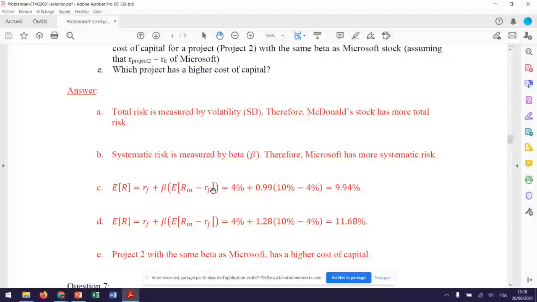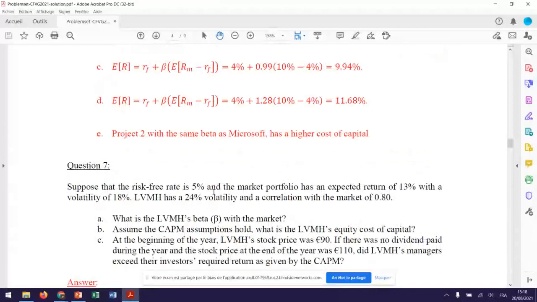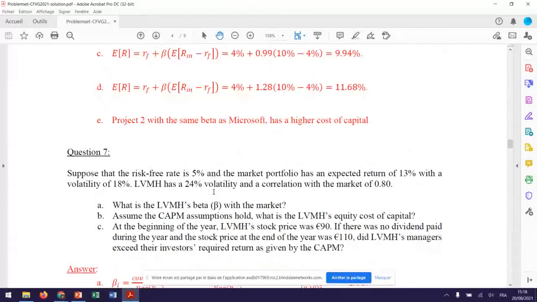Okay, the last one, but not least. Suppose the risk-free rate is 5%. The market portfolio has an expected return of 13% with a volatility of 18%. LVMH has 24% volatility and a correlation with the market of 0.8.